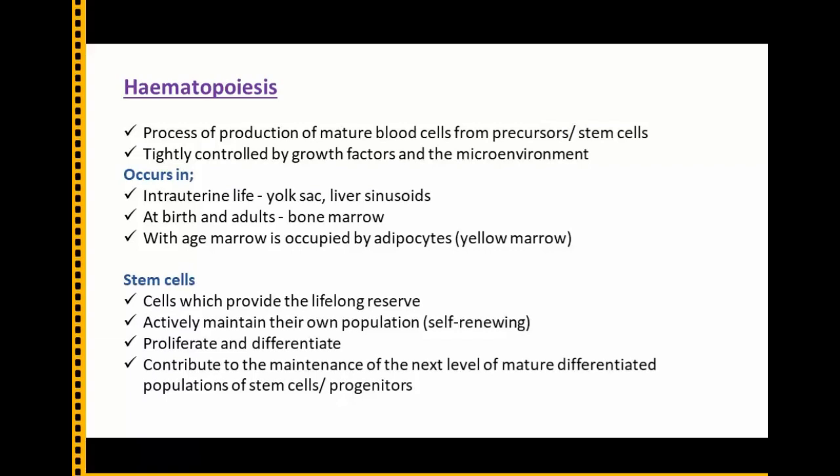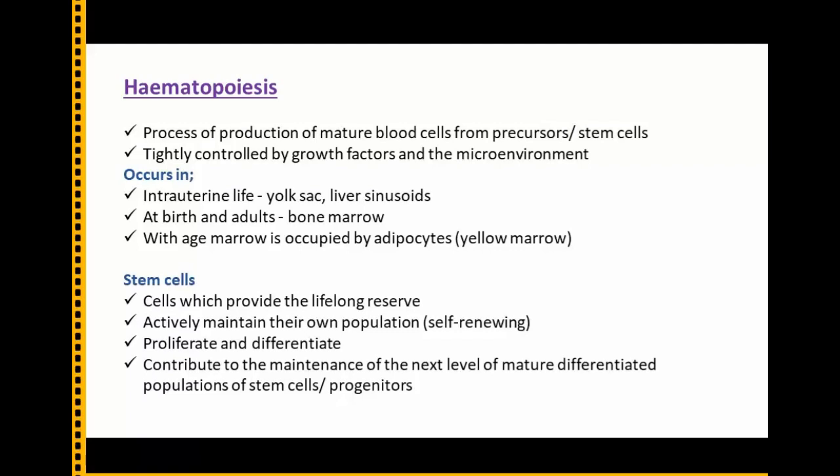With age, most of the bone marrow is occupied by adipocytes, so we call it yellow marrow. When adults are mature, usually the vertebral column is the place where you have red marrow, or the active hematopoiesis. Okay. So, what are stem cells?